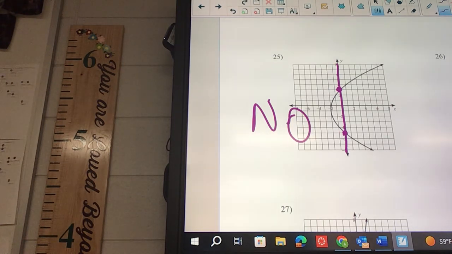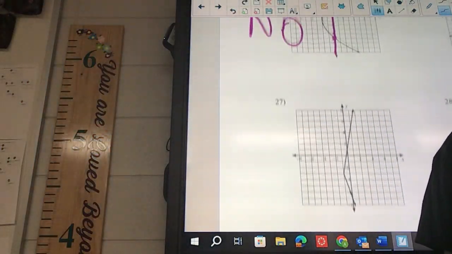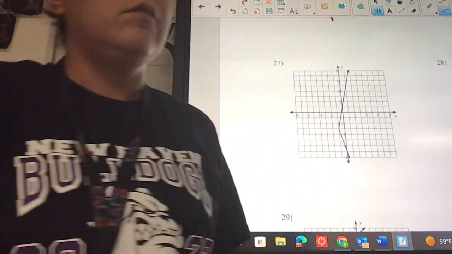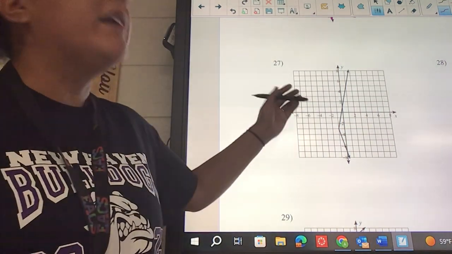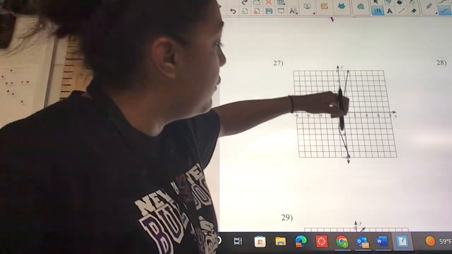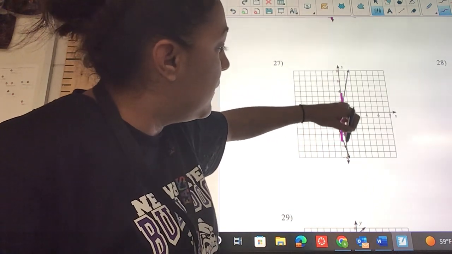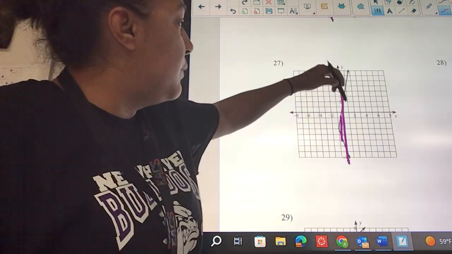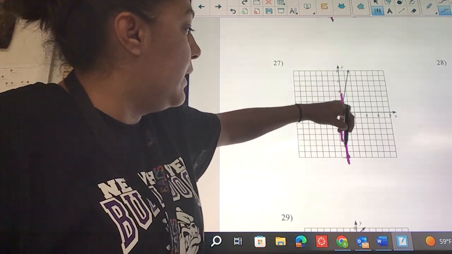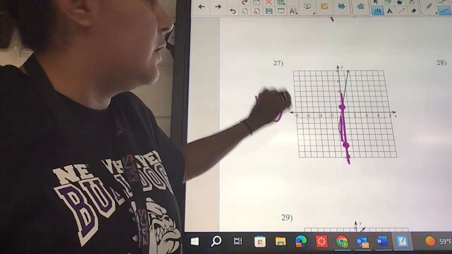27. Is this one a function? No. That's what everybody's going with, no? Okay, same thing, pick a spot. It doesn't matter whether I choose here or right on the 0 line. It's not a function. We can see that it touches the graph right here and right here. So this one is going to be a no.